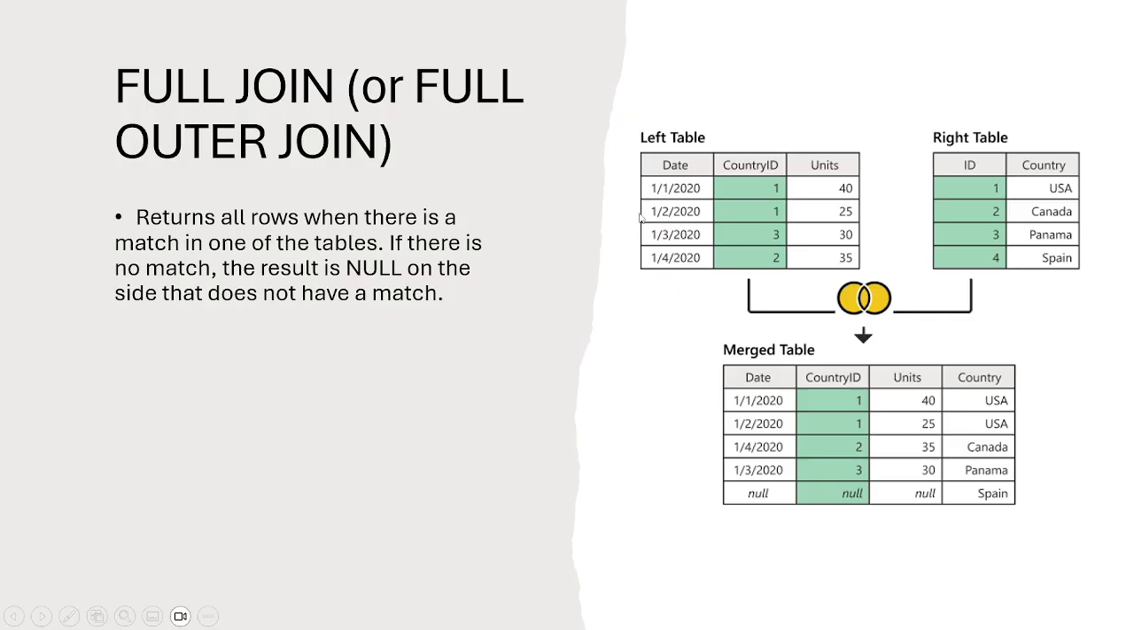Now the full outer join just returns all the rows from both the left and the right table. So it returns all the rows that we have on both the left and the right table. And if there are no matching rows between them, it returns null as the value. So it returns all rows when there is a match in one of the tables. If there is no match, the result is null on the side that does not have a match. So that's how full outer join works.